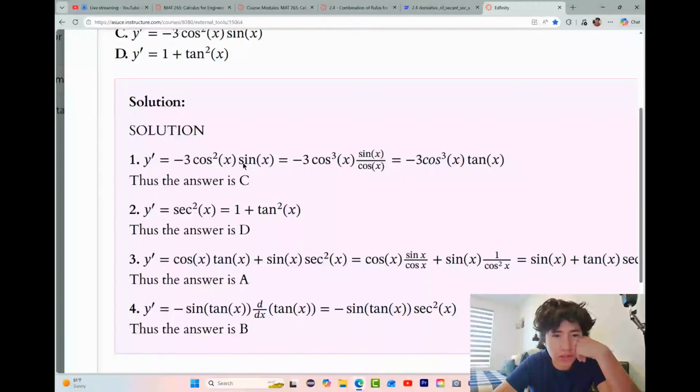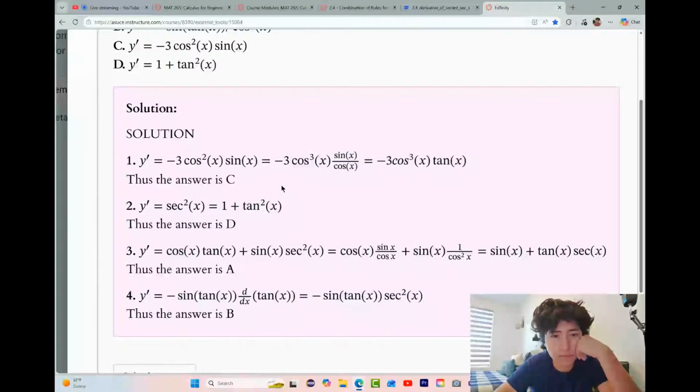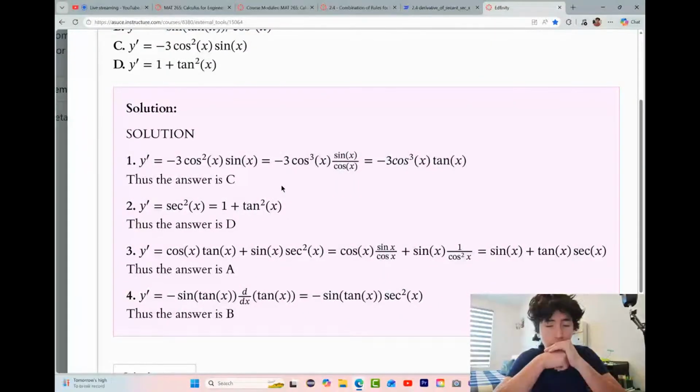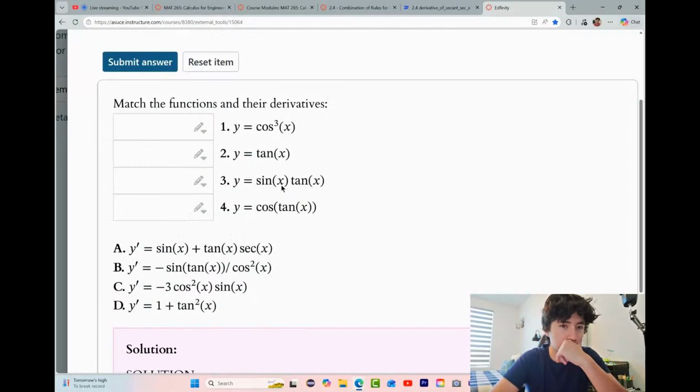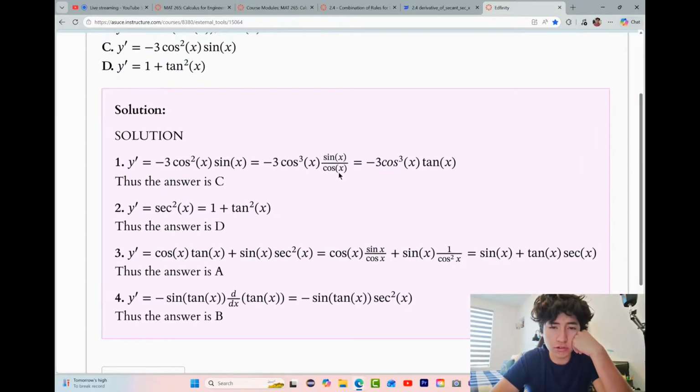Okay, how do they do this? Squared of x, sine of x, and that's equal to -3 cosine. Okay, 3. Why would they do that? Oh, interesting. Times tangent of x. Interesting. Okay, y prime equals. Oh, hold on. I see. Okay, so we're just doing manipulations of what we know about trigonometric identities.